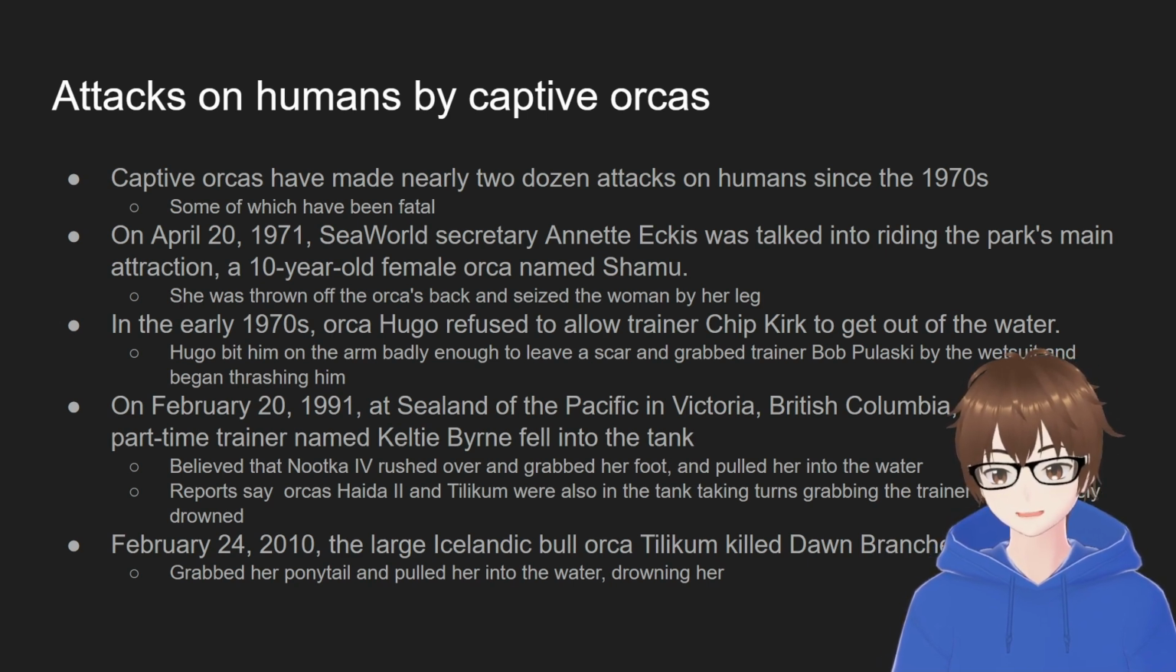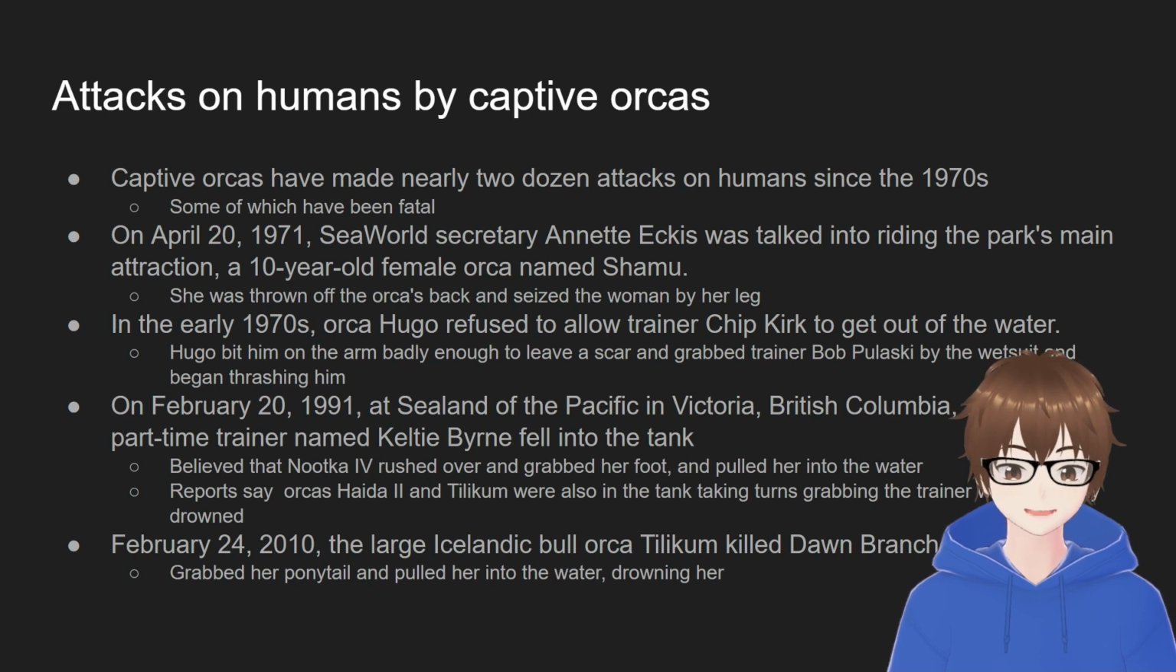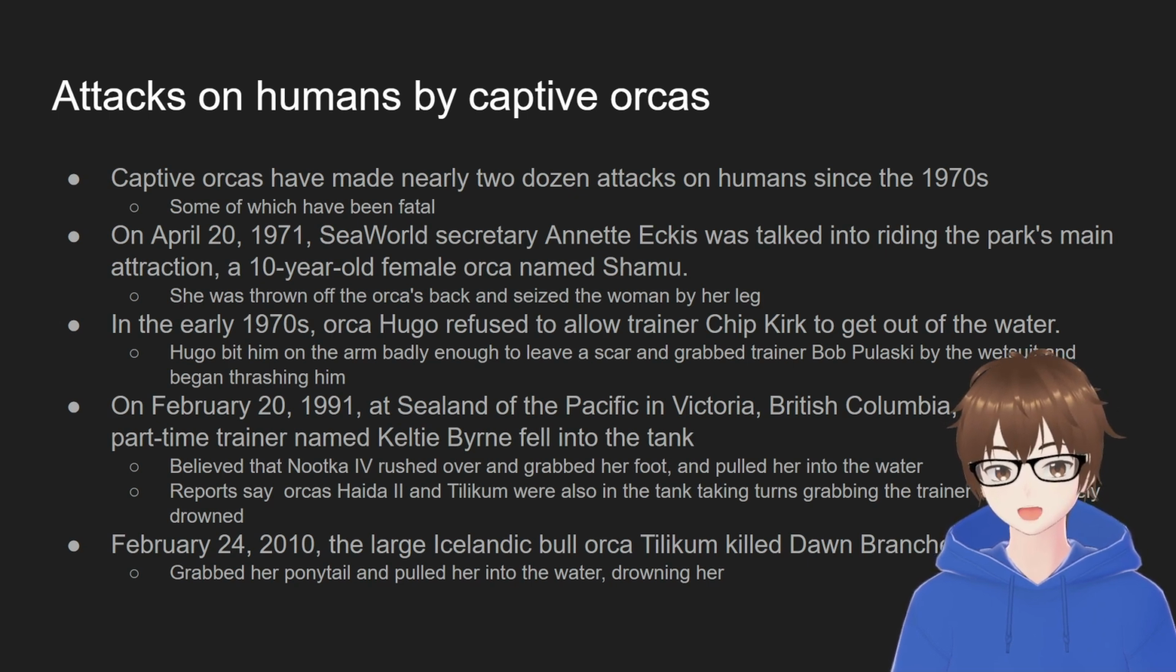Another one was on February 20th of 1991 at Sealand of the Pacific in Victoria, British Columbia. A young part-time trainer named Keltie fell into the tank, and it's believed that Nootka, the fourth, rushed over, grabbed her foot, and pulled her into the water. Then the other two orcas that were also in the tank took turns grabbing the trainer, who ultimately drowned, sadly.